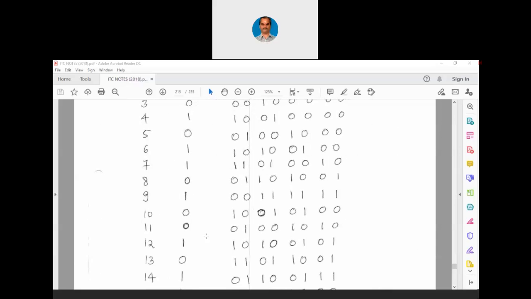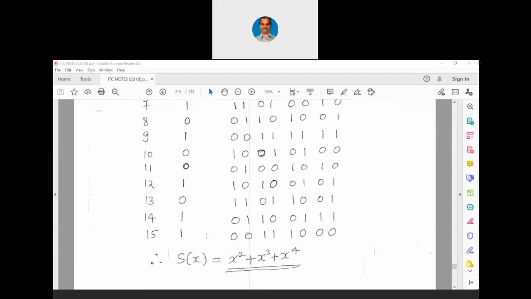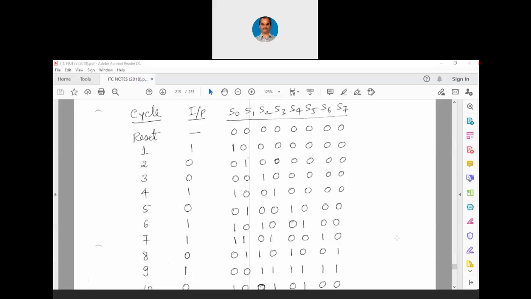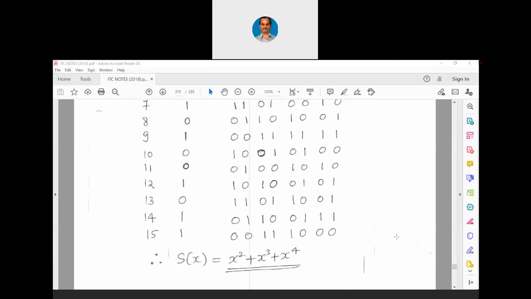When all the 15 bits are input to the system, at the end we have this storage at the register, that is 00111000. And how this answer came, for that you will have to work out these exercises on your own. I keep on repeating this again. So now we have S of x equals x square plus x cube plus x power 4, the three ones here. And the last two are anyhow 0.